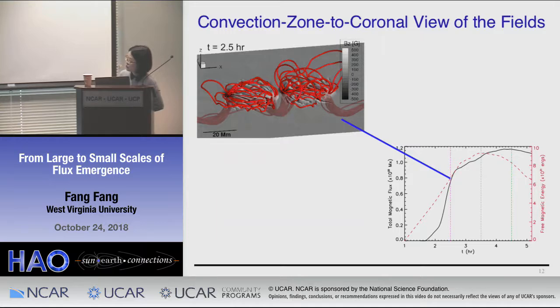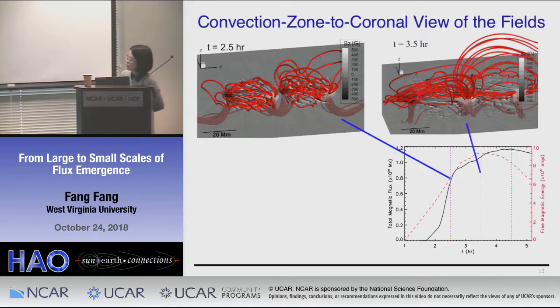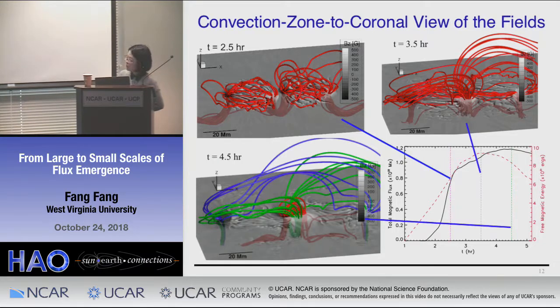At an earlier time, 2.5 hours, they rise independently of each other, forming this nice M-shaped structure. Then at 3.5 hours, they come across each other, and the emergence is slowed down as they come into each other. Another hour later, at 4.5 hours, reconnection takes place at the polarity inversion line in the middle of these two opposite polarities, and they produce highly sheared magnetic field at this polarity inversion line, together with a more relaxed overlying arcade structure connecting the two ending polarities at the far end. At this point, you see a decrease in the magnetic flux with time, and also a release of magnetic free energy.